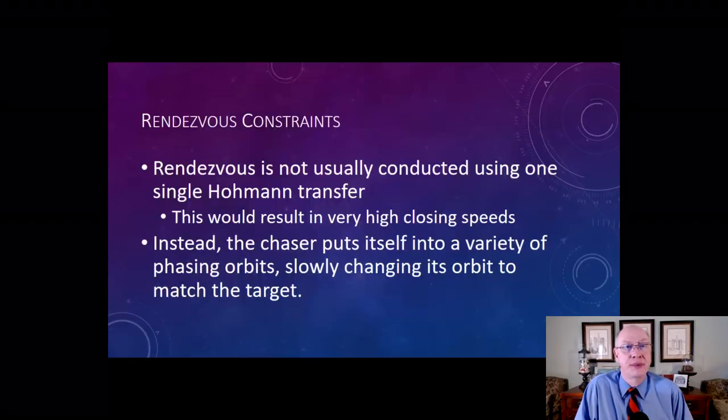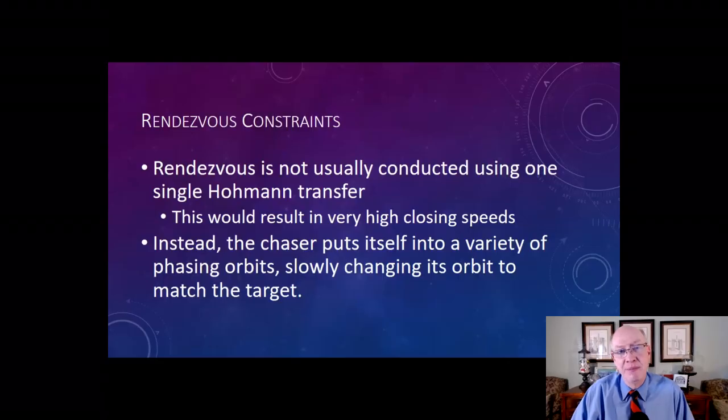The second thing about orbital rendezvous is it's not usually conducted using a single Hohmann transfer. Imagine that we launched the space shuttle and it's in a low orbit and we want it to dock with the International Space Station. We're typically not going to use a single Hohmann transfer to do that, because the space shuttle, or let me use the Dragon capsule since that's what we're flying today, would be moving very quickly as it approached the space station, and that would be dangerous.